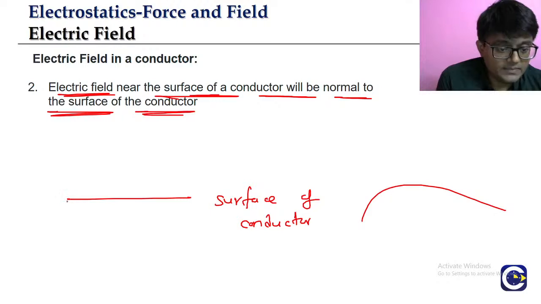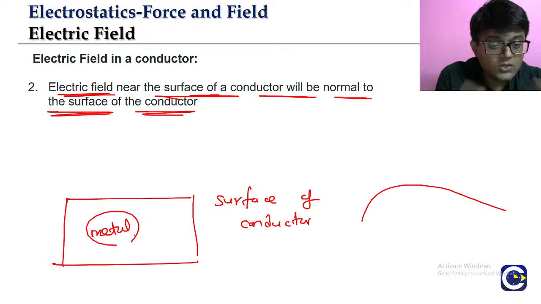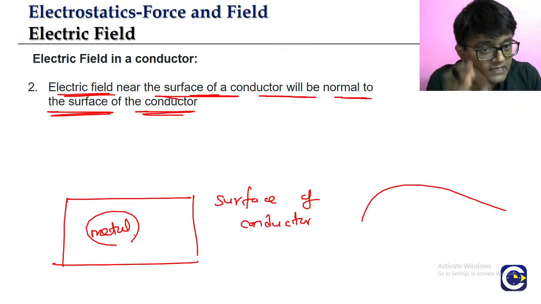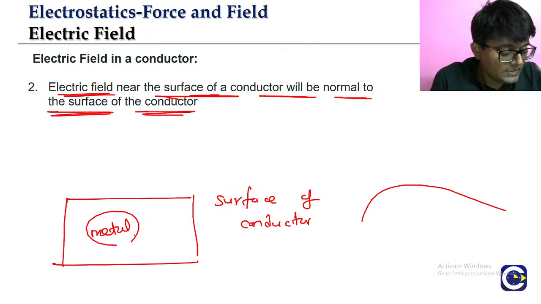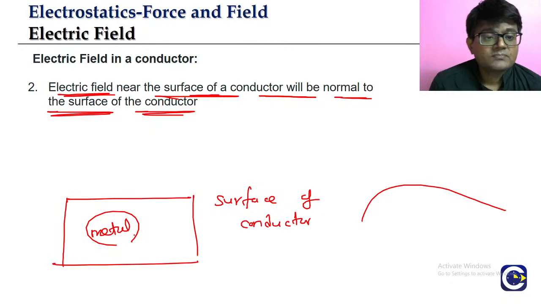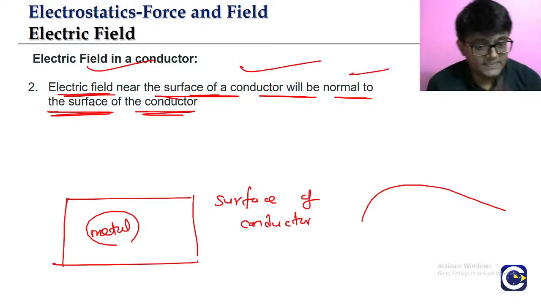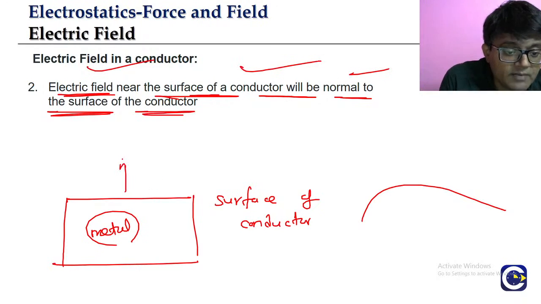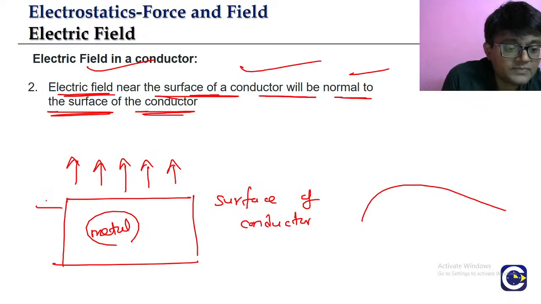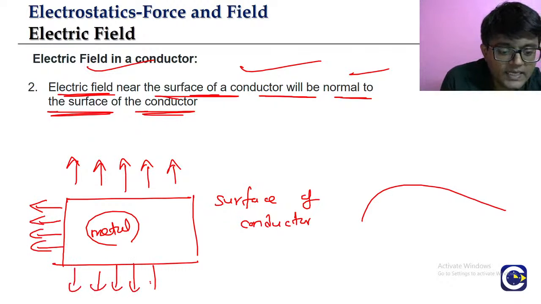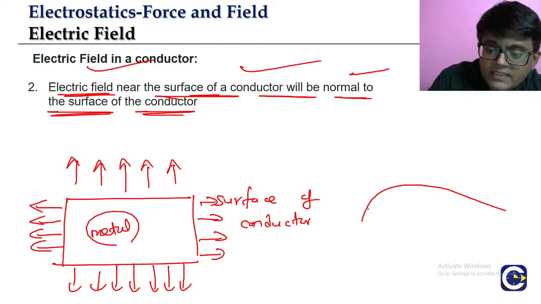Because now look, take this metal object. This is the metal or the conductor. Inside the conductor the field will not be there. When you come to the surface, there the electric field will be normal to the surface. So see how it will be, it will be like this. The electric field near the surface will be normal here, normal here, always normal. Okay?